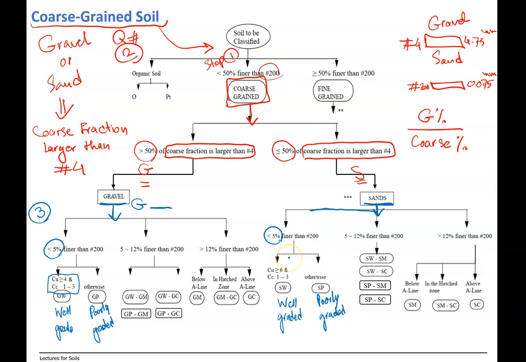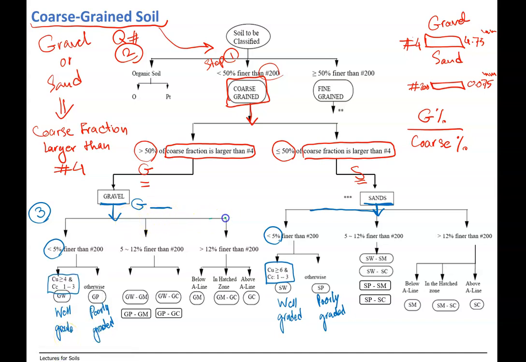But again, that's for when we have less than 5% fines. And this is from the sieve analysis lecture. For a sand sample, a well-graded sample is a sample that has a coefficient of uniformity equal to or higher than 6 and a coefficient of curvature between 1 and 3.